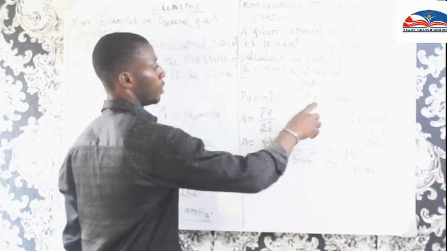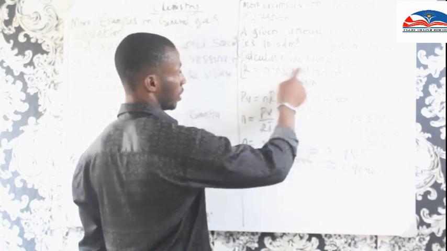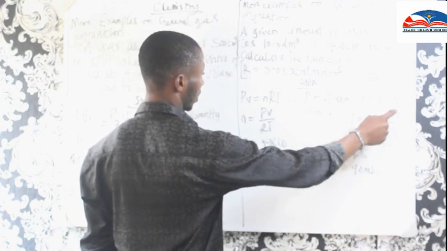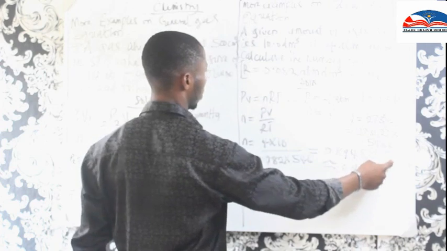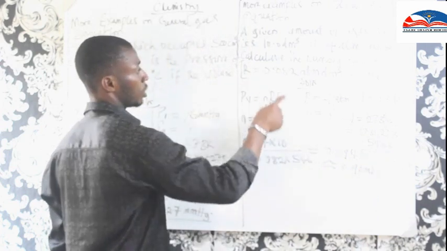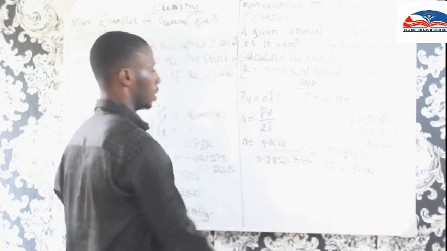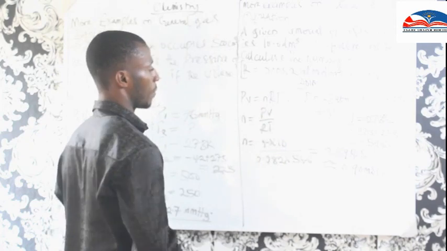That's the formula. P is 4 atm, V is 10 dm³, n is what you are looking for, the number of moles, and T is temperature, 273 degrees Celsius, which is 273 plus 273, which is 546 Kelvin. So I have R, which is here, 0.082. So let us put it down.